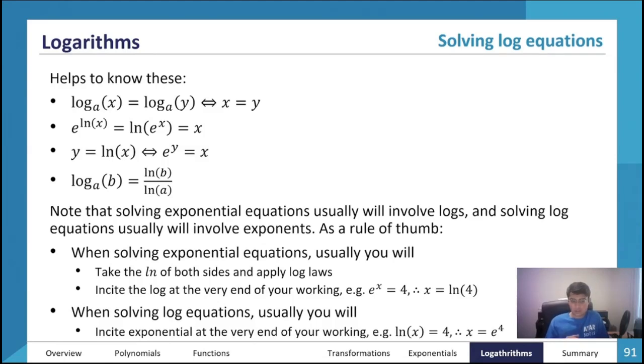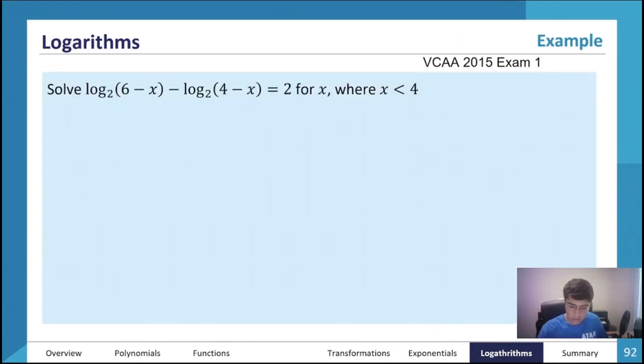When you're solving log equations, in terms of getting involved with exponents, you usually will invoke the exponential at the very end of your working. So for instance, if you have the natural log of x is equal to 4 and we're solving for x, then your last line of working would be saying that x is equal to e to the 4. And you're going to do all of this in conjunction with using your log laws, obviously, because it's a log equation. I have a last practice question here.